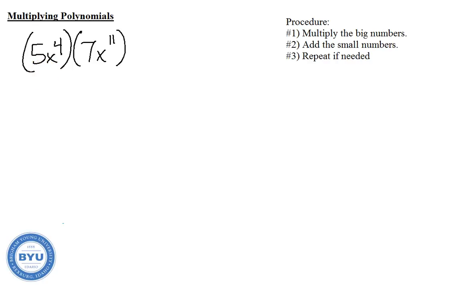Really, the procedure when multiplying polynomials is that, step number one, you multiply the big numbers together. So I would multiply like normal. 5 times 7 comes out to be 35. And then with the small numbers, because we're applying exponent rules, we're actually going to add the smalls. 4 plus 11 is 15. So when multiplying monomials, all we're going to do is multiply the bigs and add the smalls. Killing me, smalls. Let's try one more.